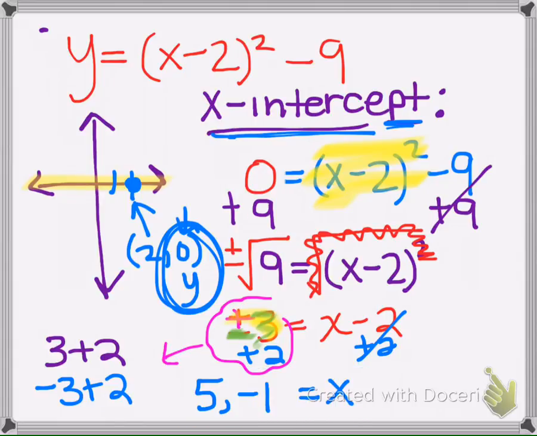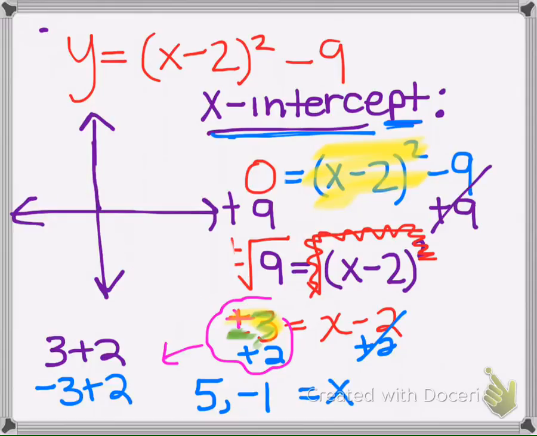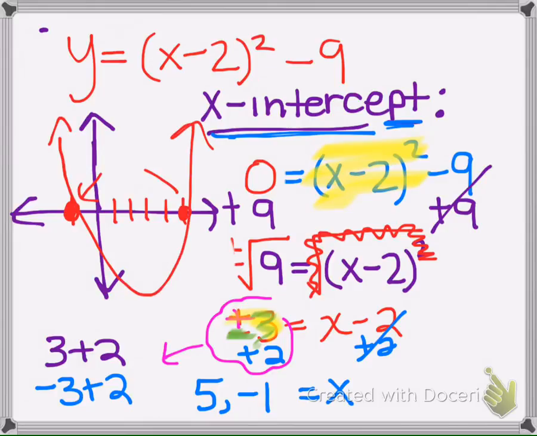So what that tells us is that the graph's going to cross right here and right here. I don't know exactly, but we know the vertex is at (2, -9). So it's going to look something like this. Okay, so that's where it crosses here.